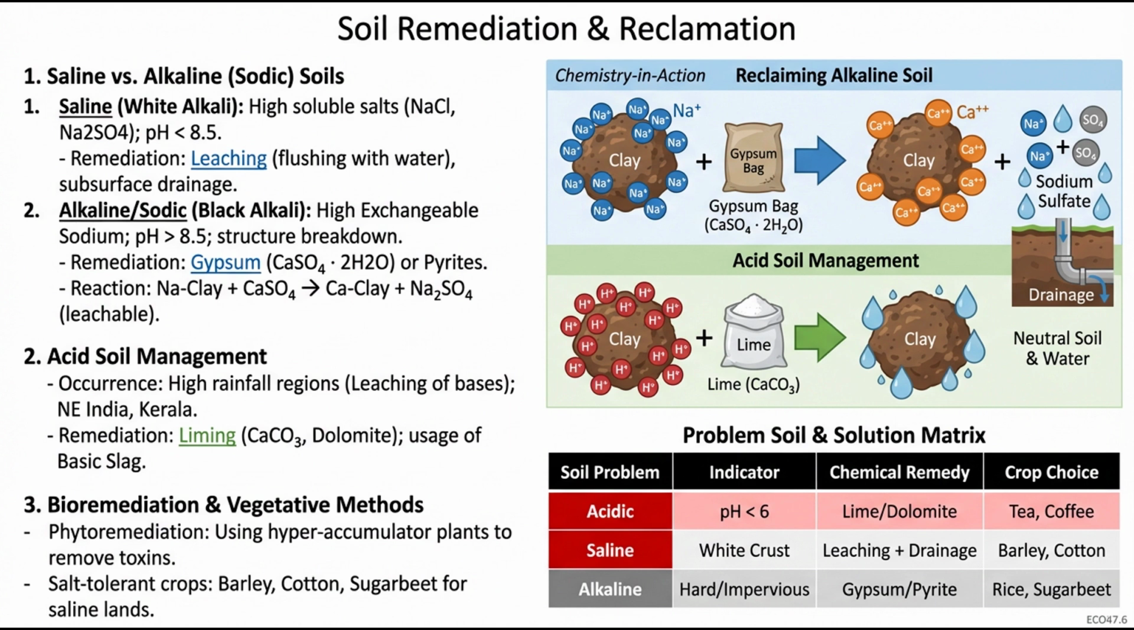Beyond chemicals, we're moving towards bioremediation. This involves using phytoremediation, where specific hyperaccumulator plants are grown to suck up toxins from the soil. Alternatively, we can adapt to the problem by growing salt-tolerant crops like barley and cotton in saline lands, rather than fighting the soil chemistry. Bilkul clear hai?